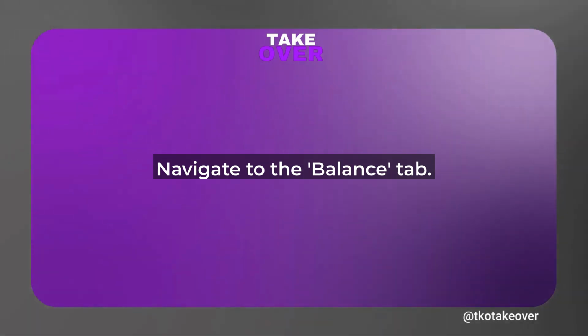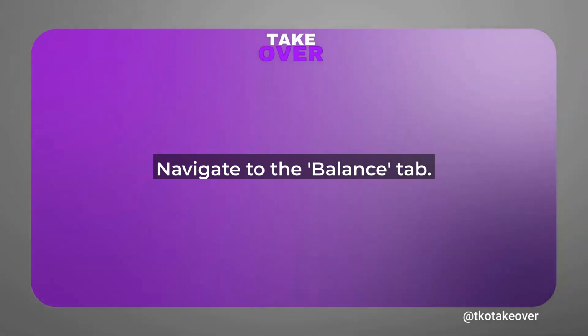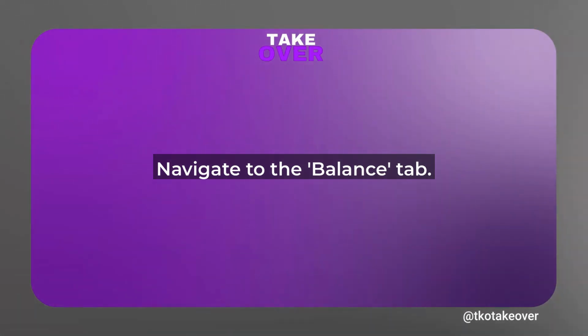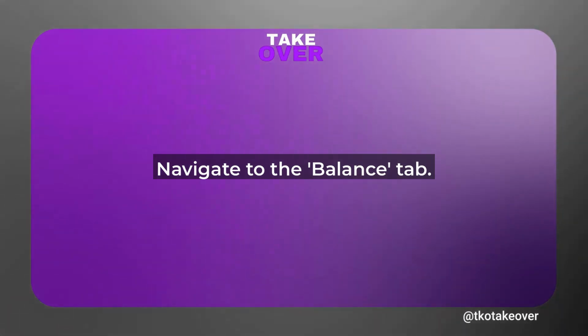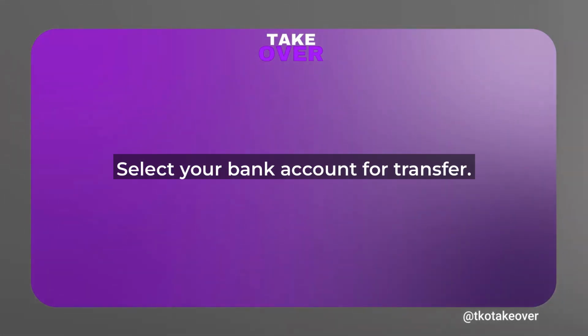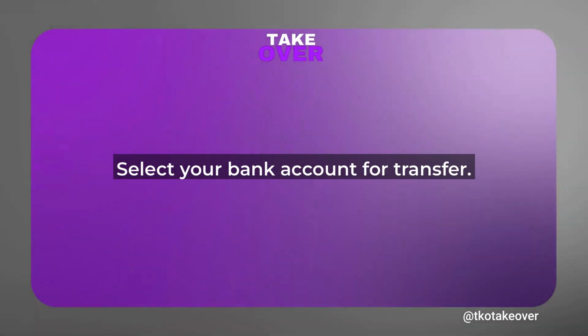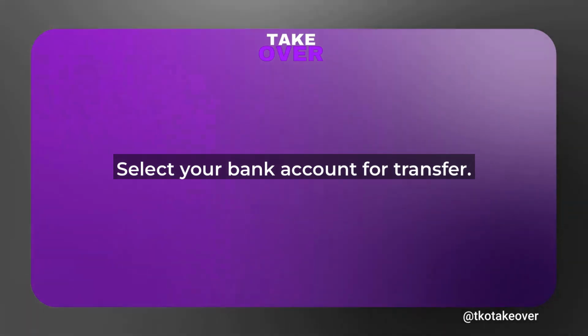Step 1. Log into your Square dashboard. Open your web browser, go to squareup.com, and enter your credentials. Make sure you're on a secure connection for safety. Step 2. Once logged in, head to the Balance tab, usually found on the left-hand menu. Here, you'll see your available funds and any pending transfers.